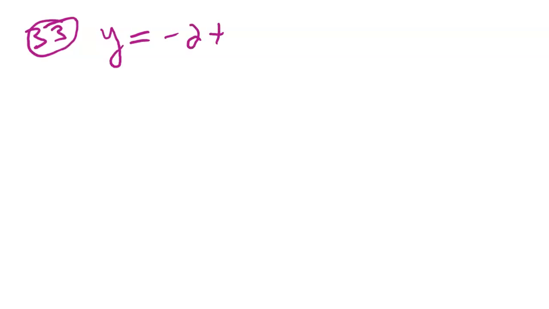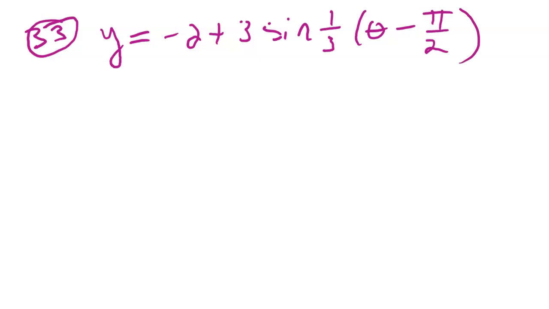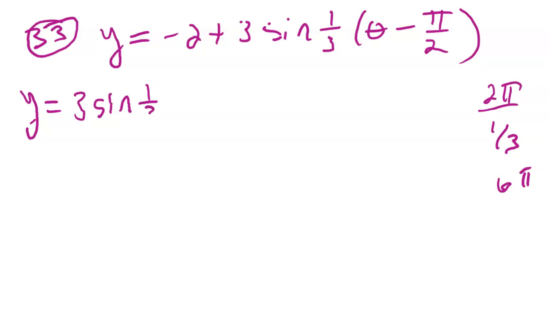Y equals -2 plus 3 sine of 1/3 theta minus pi over 2. Okay, this one's going to be easier, I hope. Vertical shift, -2. Phase shift, pi over 2 to the right. Amplitude 3. And period is 6 pi, because the period is 2 pi divided by 1/3, which gives me 6 pi. I think this one's going to be easier. So what am I going to graph? I'm going to graph 3 sine 1/3 theta minus 2.